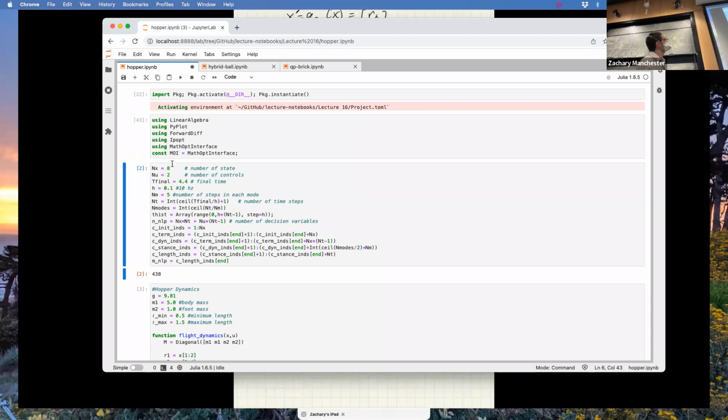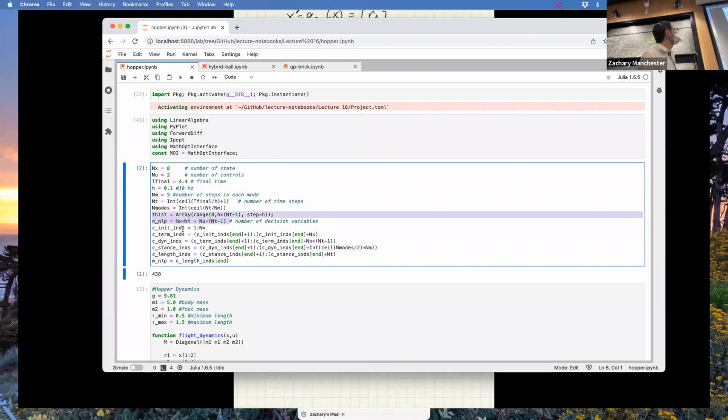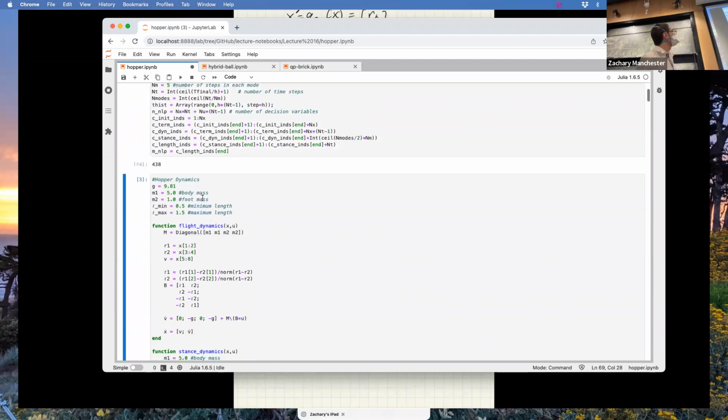This is just a bunch of problem setup stuff: states, controls, time, 10 hertz. What I'm going to do here is assign a mode switch every 5 knot points. You're going to have 5 knot points of stance phase, 5 knot points of flight phase, and vice versa, just alternating. And the rest of this is me calculating useful things, like figuring out which indices are going to be stance and flight phase ahead of time. Okay, hopper dynamics, here we go.